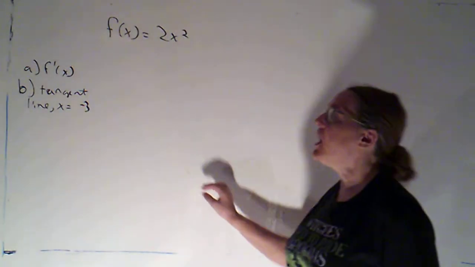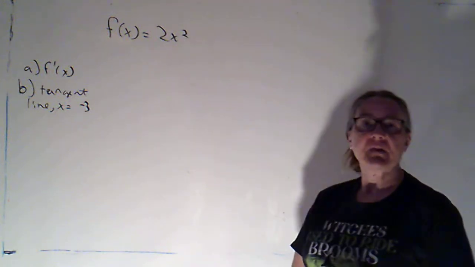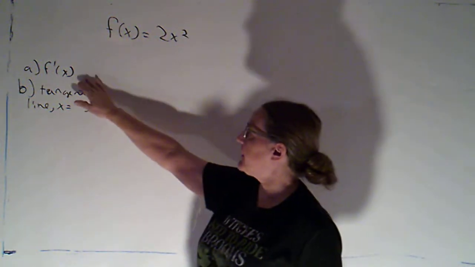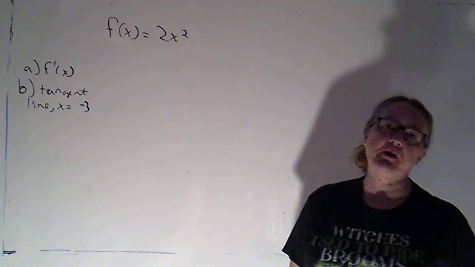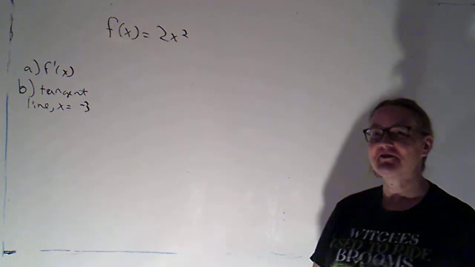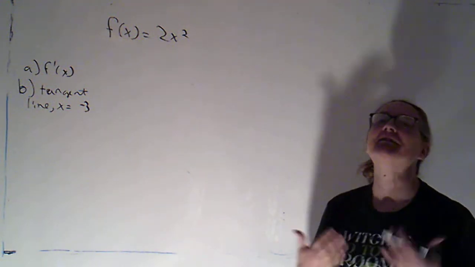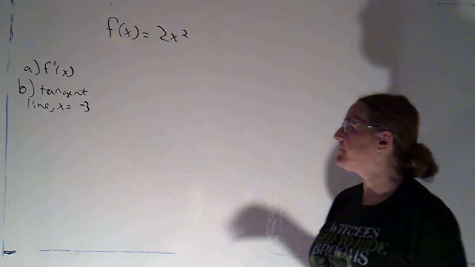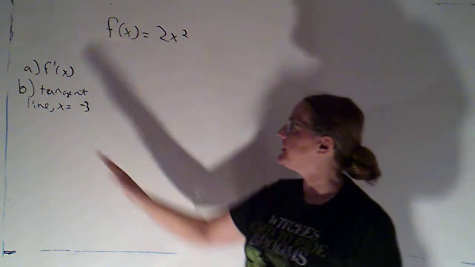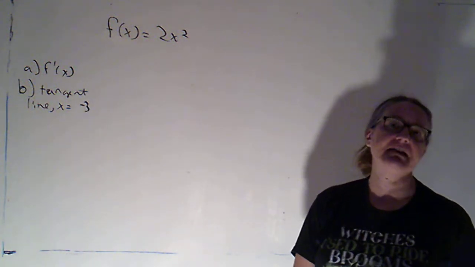Alright, this is question 3 from the fall 2019 final. We're given a function, 2x squared, and it's a two-part question. First, we're supposed to find the derivative. I didn't write out all of the directions. It's not as easy as it looks. We've got to actually find that using the limit definition of the derivative. And then once we've done that, we're going to find an equation for the tangent line when x is -3.